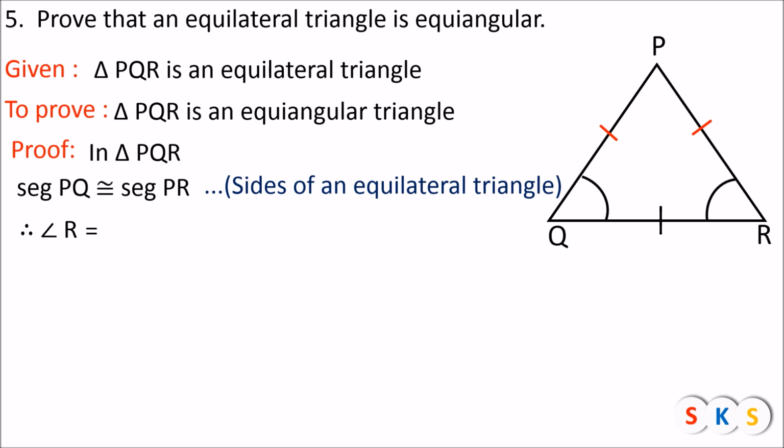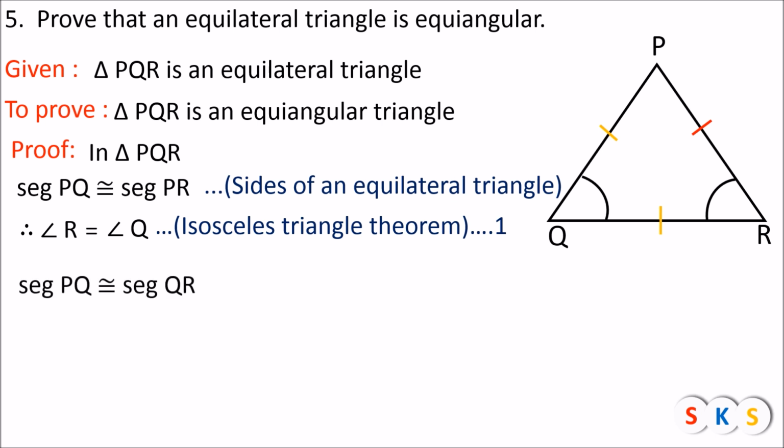So angle R equals angle Q according to the isosceles triangle theorem. Got it? Why are these two angles equal? Because they are opposite to equal sides. Similarly, you can see in this figure, side PQ is congruent to side QR. Seg PQ is congruent to seg QR because they are sides of an equilateral triangle. So the angles opposite to side PQ and side QR will be equal.